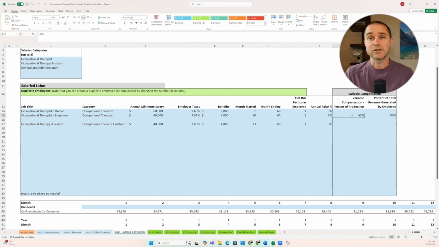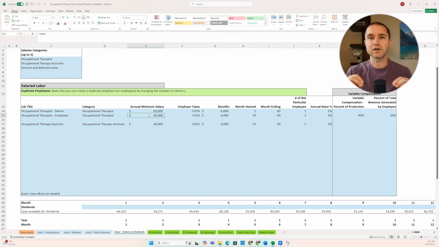So if production was only $100,000, 40% of that would be $40,000 for the year. So you're still going to guarantee him the $60,000. But if production was $200,000, then 40% of $200,000 would be $80,000. So they would actually make more than their annual minimum salary.